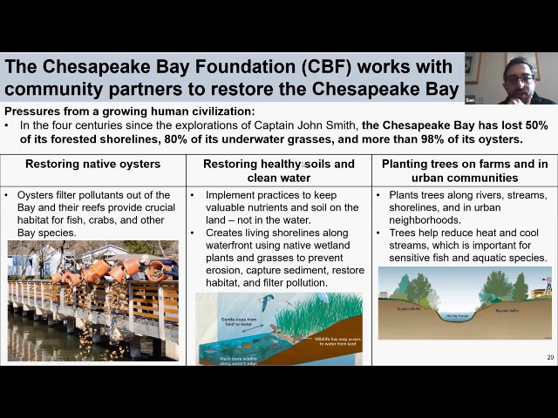Another is restoring healthy and clean soils. So they call these things living shorelines. And it's essentially taking shorelines across the bay and trying to reintroduce the natural habitat.